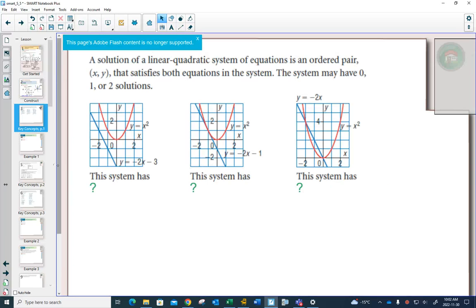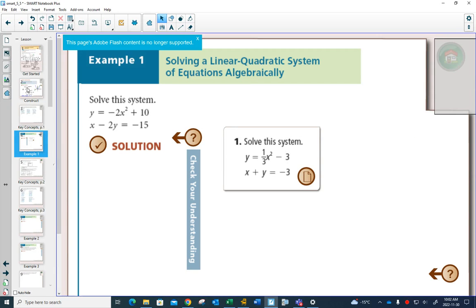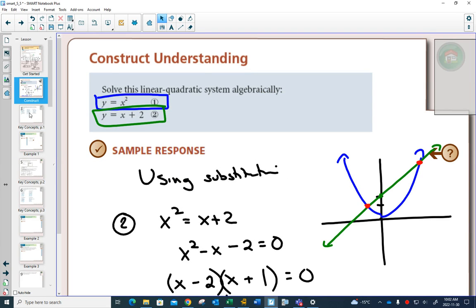So when you have a line and a quadratic equation, you could have 0 solutions, you could have 1 solution, and you could have 2 solutions. And we looked at this yesterday already. So if we do example 1, did I go too fast through the last one? Did everybody get this all written down? Yes?